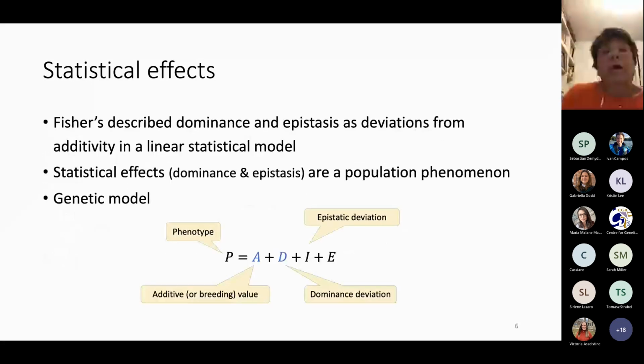So if we talk now about these statistical effects, Fisher described dominance and epistasis as deviation from additivity in a linear statistical model. And we have to remember that dominance and epistasis are phenomena that are defined at the population level. So we have the well-known genetic model where we have our phenotype, the additive or breeding value, the dominance deviation, and the epistatic deviation.